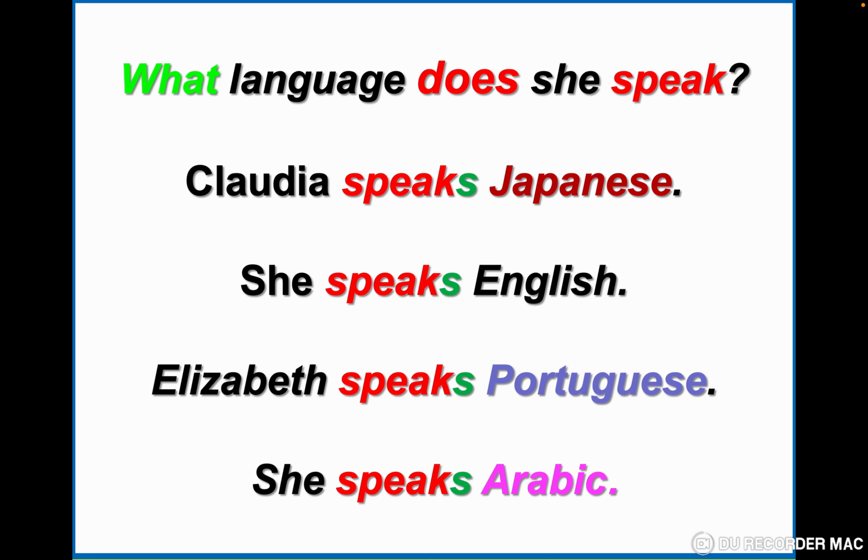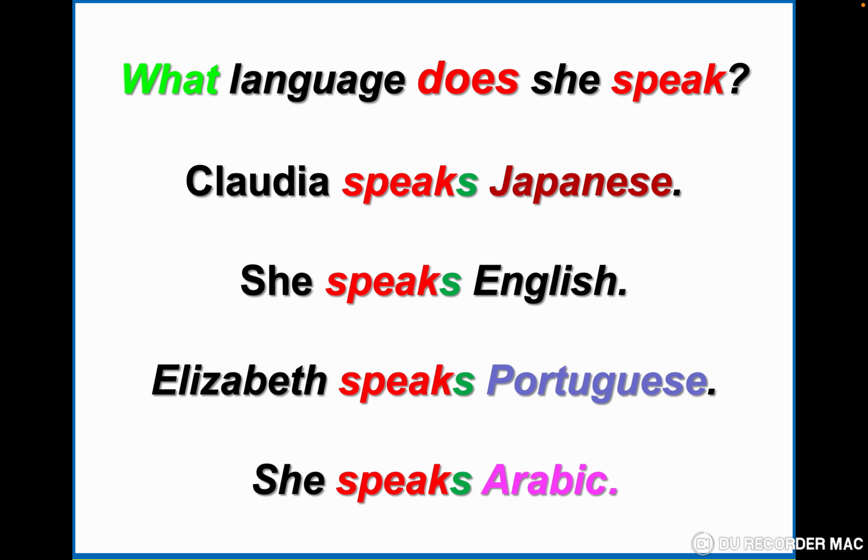The last example, she speaks Arabic. If you write Claudia speaks Japanese, it's not correct. So Claudia speaks Japanese. She speaks English. Elizabeth speaks Portuguese. She speaks Arabic.